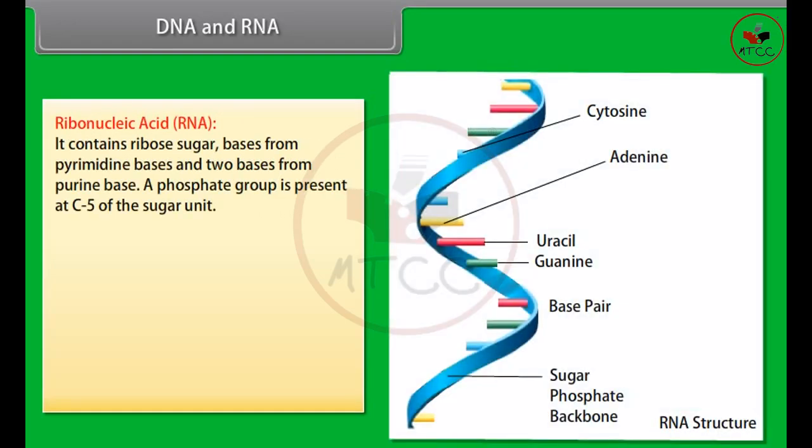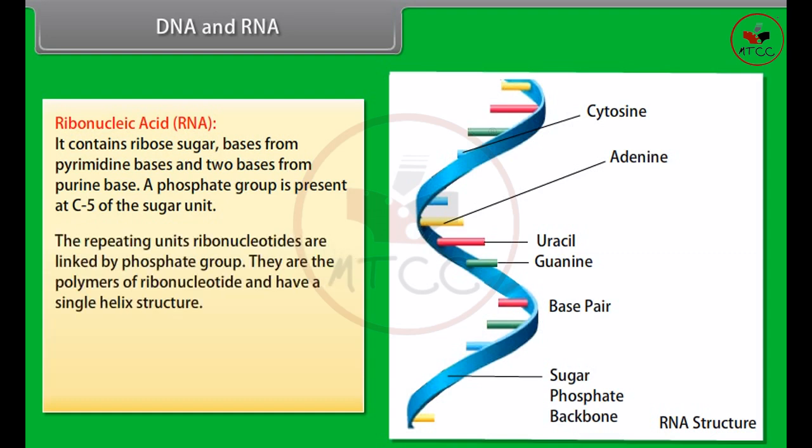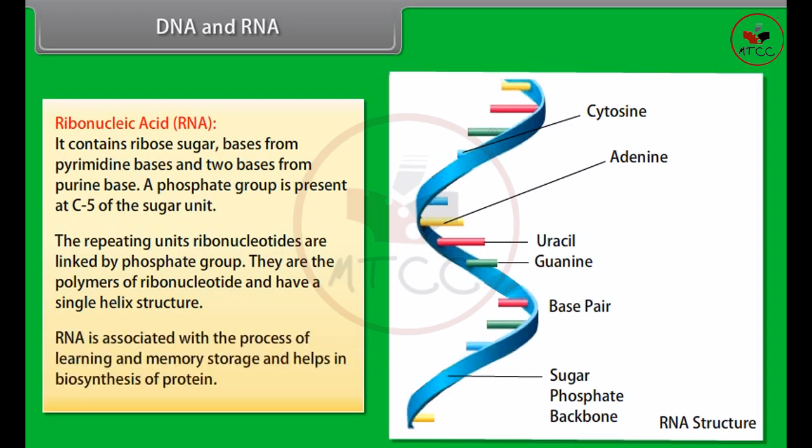Ribonucleic acid. It contains ribose sugar, bases from pyrimidine bases and two bases from purine base. A phosphate group is present at C5 of the sugar unit. The repeating units ribonucleotides are linked by phosphate group. They are the polymers of ribonucleotide and have a single helix structure. RNA is associated with the process of learning and memory storage and helps in biosynthesis of protein.